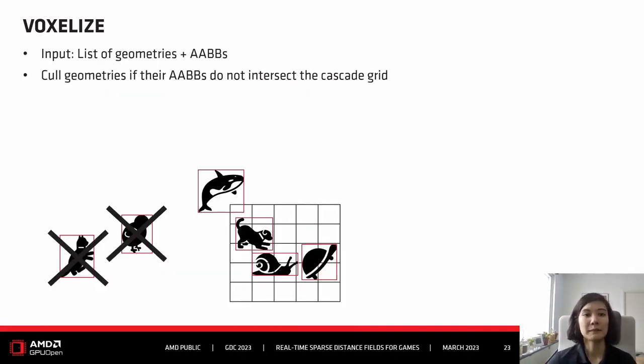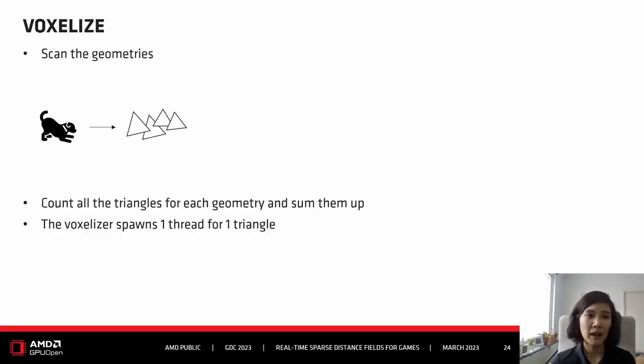So in the very beginning, we have our input, which is the list of the geometries and the ABBs from our scene that we want to process in the distance field. First we do some general culling to get rid of all the geometries whose ABBs do not even intersect the cascade grid, because we don't want to waste any computation time on them. Then we start with the voxelization part itself. For this, we scan all the geometries and we count the triangles they have. Then for each triangle, we spawn one thread.